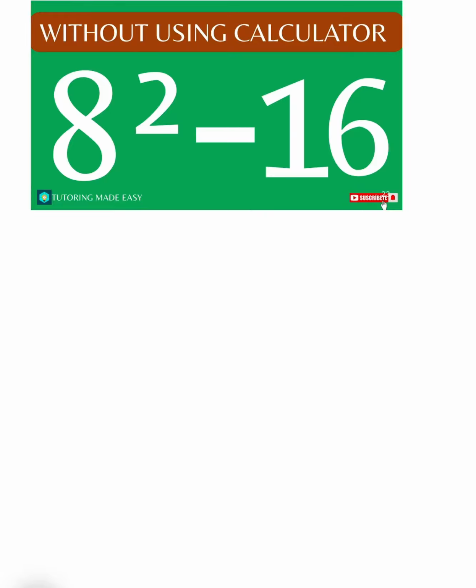In today's video, we're going to look at how we can solve this problem without using a calculator. Now, we've been asked to look for 8 squared minus 16. How are we going to do that? Somebody's going to do it maybe 8 times 8, and then minus 16. That's also a very quick way to do that.